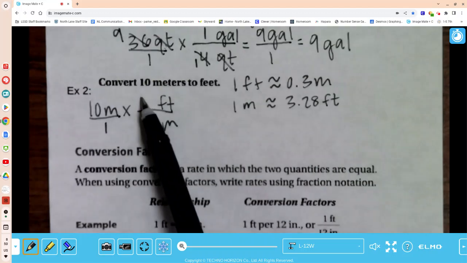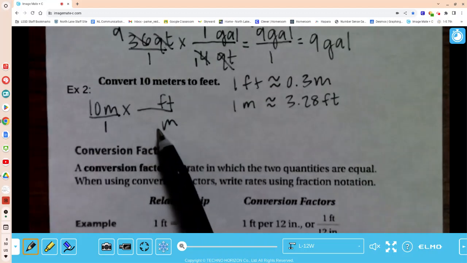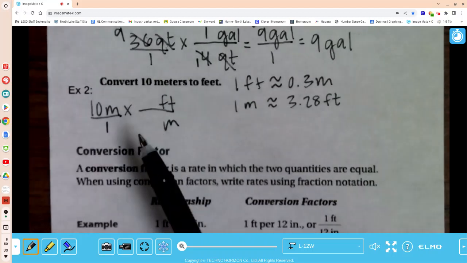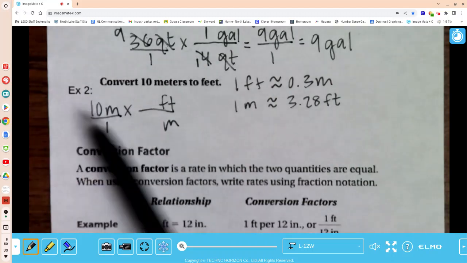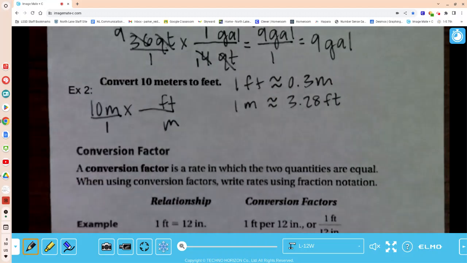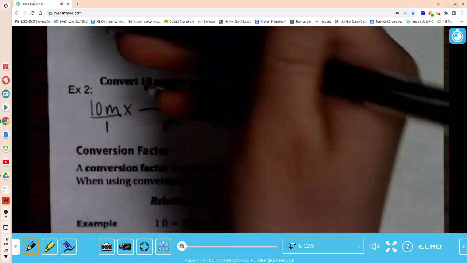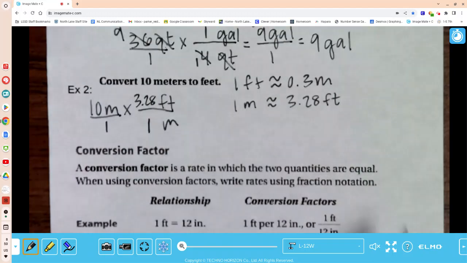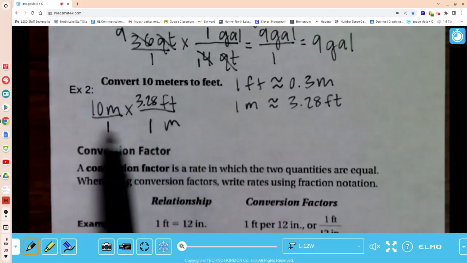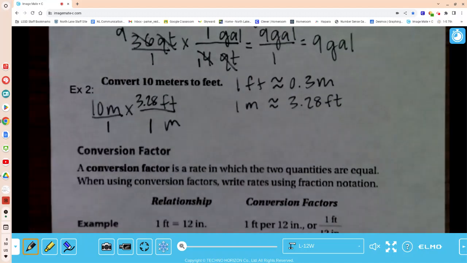Putting the 1 foot on the top and the 0.3 meters on the bottom. I actually personally think it would be easier to do the other one. And this is because cross-canceling 10 with a 0.3, we couldn't really do that. So we would end up with a fraction that's like 10 over 0.3, which is kind of funky. If I use the one that has a 1 on the bottom, 3.28 feet to 1 meter, that means the bottom number is just going to be 1, and that's preferable to me. So that's why I'm going to use that one. But it doesn't matter which one you use. It's up to you.